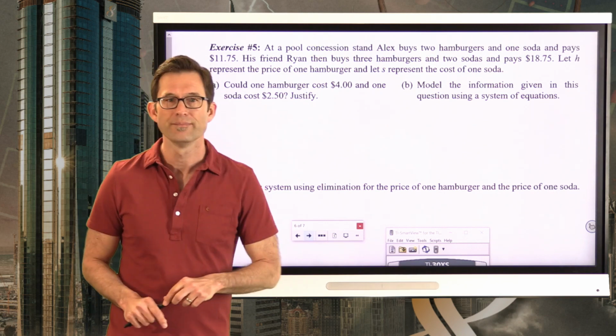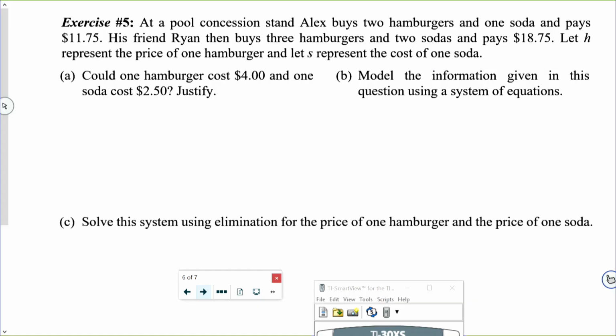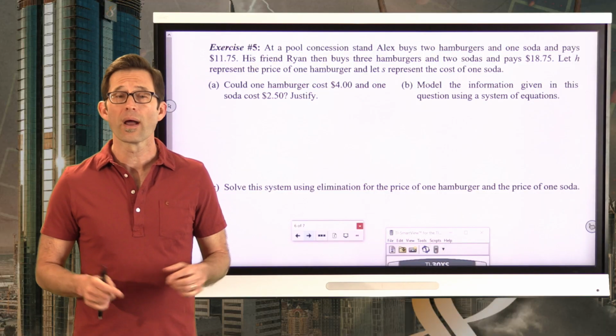Let's do one more problem. Exercise number 5. At a pool concession stand, Alex buys 2 hamburgers and 1 soda and pays $11.75. His friend Ryan then buys 3 hamburgers and 2 sodas and pays $18.75. Let H represent the price of 1 hamburger, and let S represent the cost of 1 soda. Letter A, could 1 hamburger cost $4 and 1 soda cost $2.50? Justify.